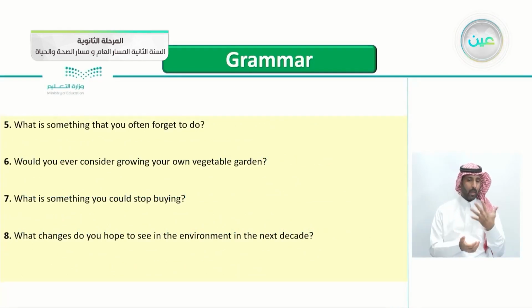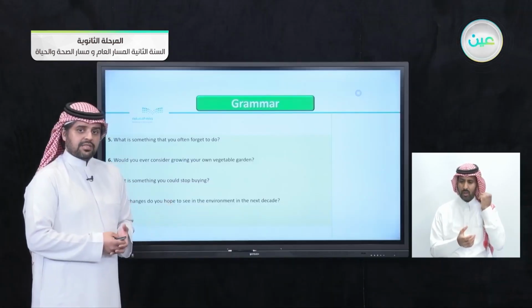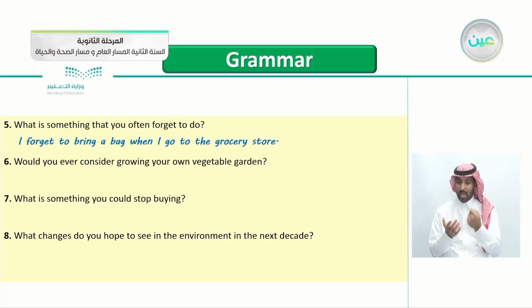Number 5, what is something that you often forget to do? Again, what is something that you often forget to do? Anything that you forget to do. For example, I've written here, I forget to bring a bag when I go to the grocery store. This is about me. I forget to bring a bag whenever I go to the grocery store. Number 6, would you ever consider growing your own vegetable garden? Would you ever consider growing? This is the gerund here. Your own vegetable garden.